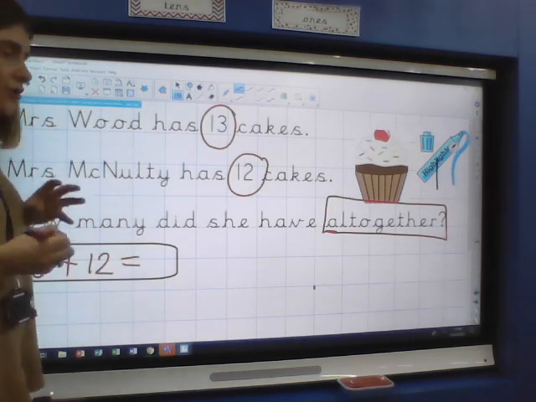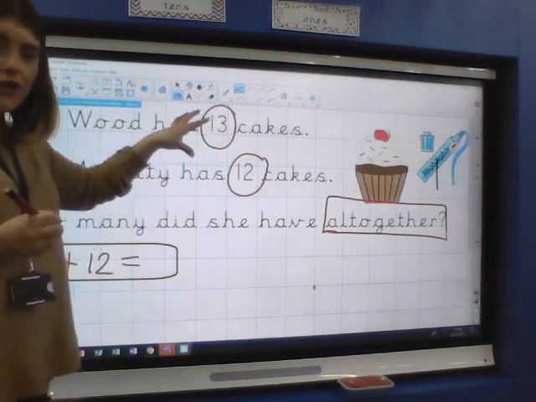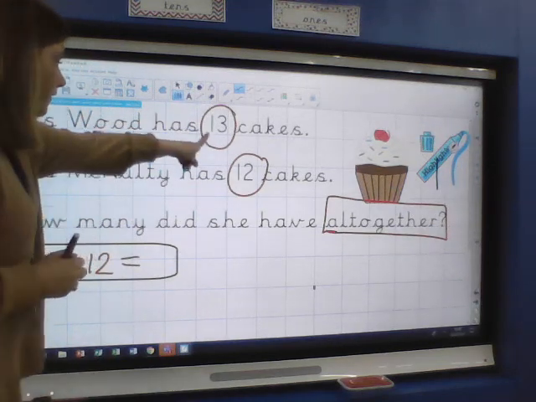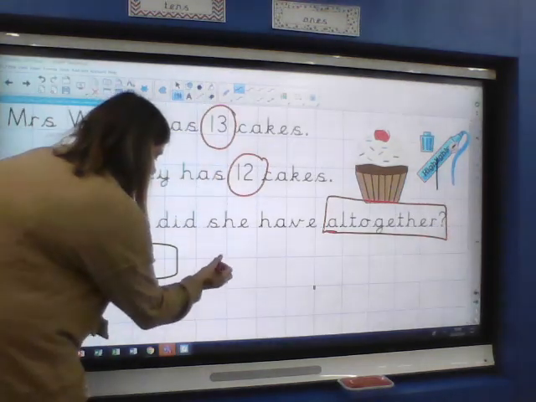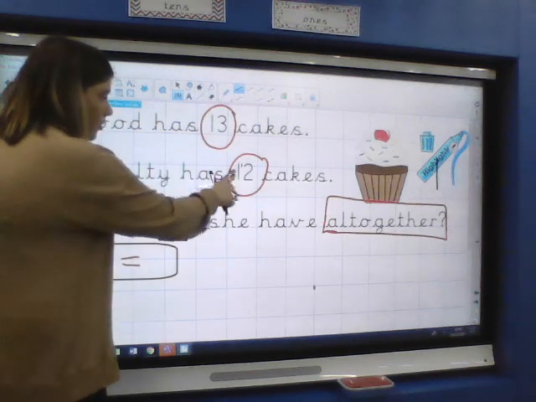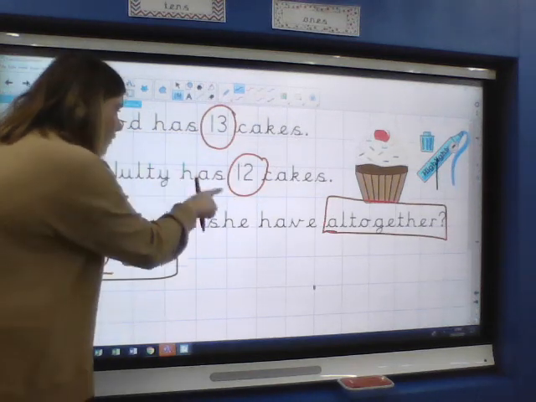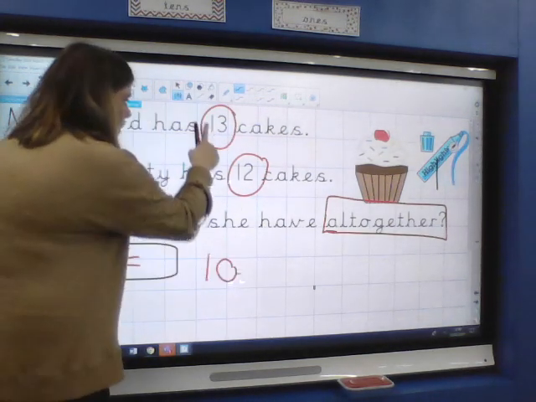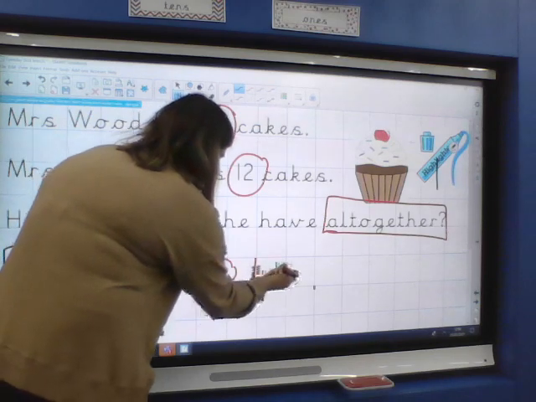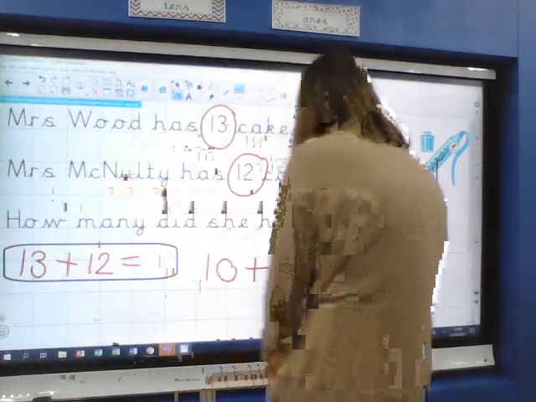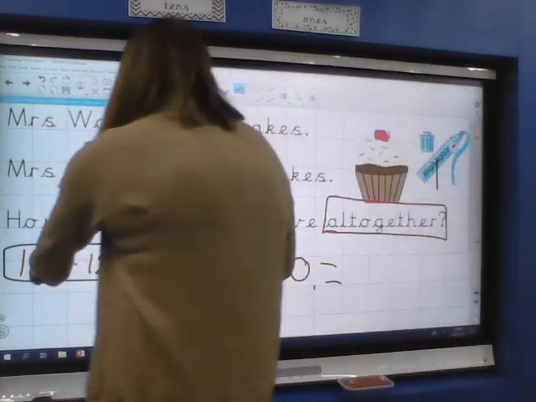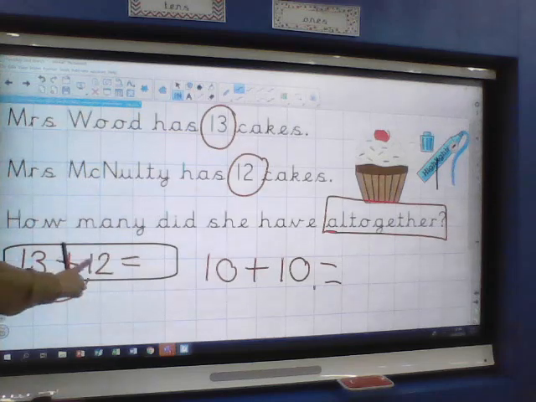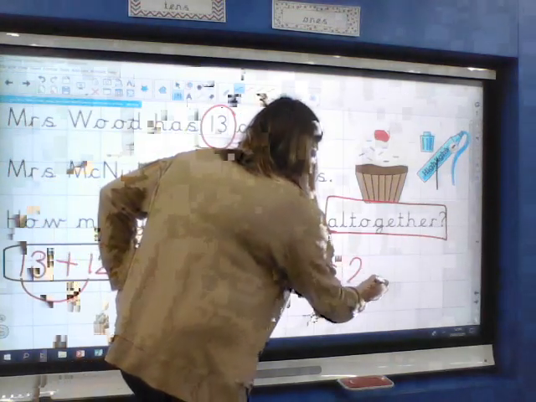So 13 add 12. So we're going to break 13 and 12 up first and partition them. Okay, so 13 is made of 1 10 and 12 is made of 1 10. The first thing I'm going to do is add my 10s together first. So I've got 1 10 and 1 10. So if we look at my number sentence, 10 and 10 is 20.